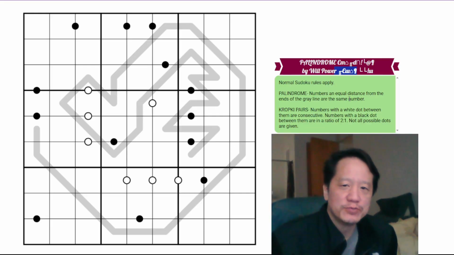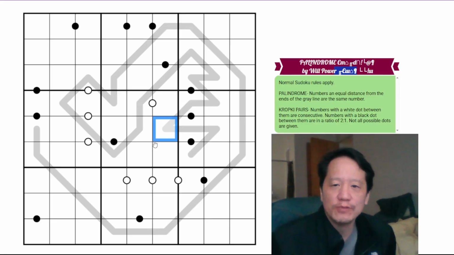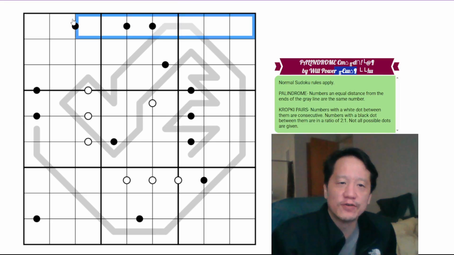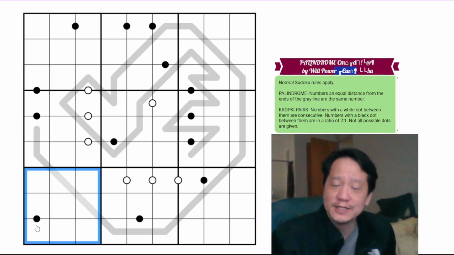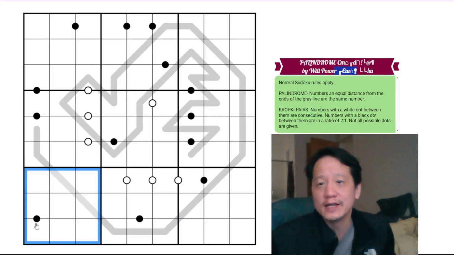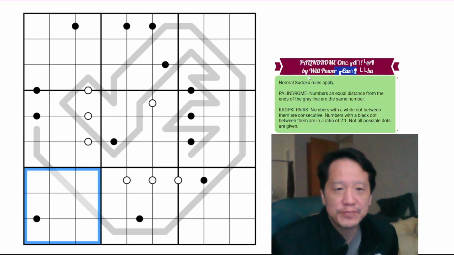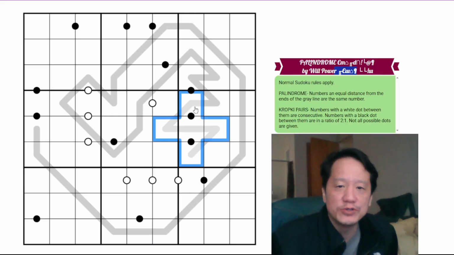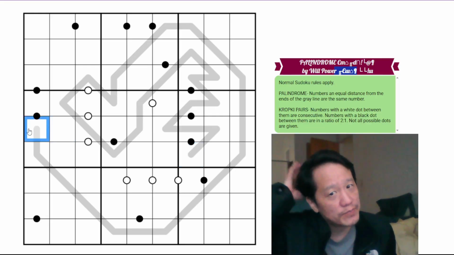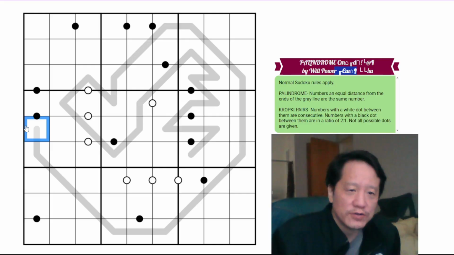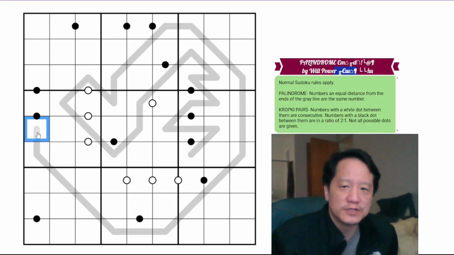Let's get to the rules. We have normal Sudoku rules apply, which means in every cell in the grid, place a single digit such that every row, column, and designated 9-cell region contains the digits 1 through 9 exactly once each. We have a palindrome, where the numbers in equal distance from the ends of the gray line are the same number. Right, so for example, these two digits are the same.